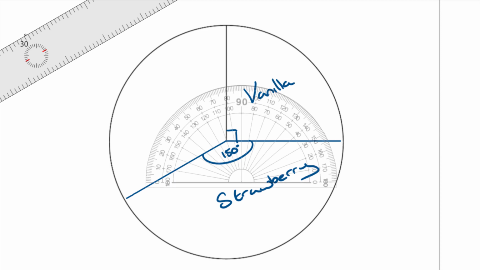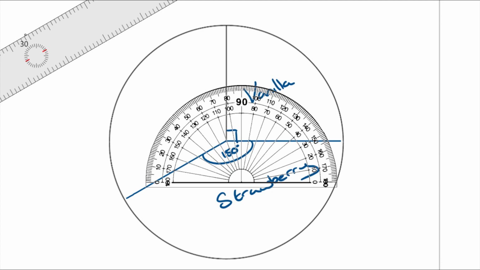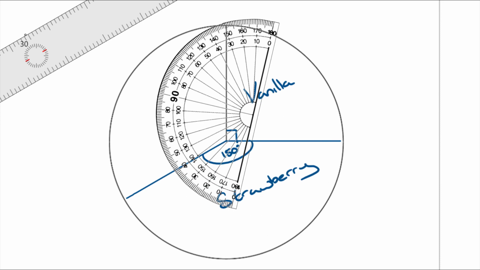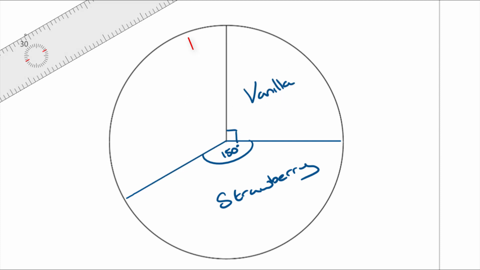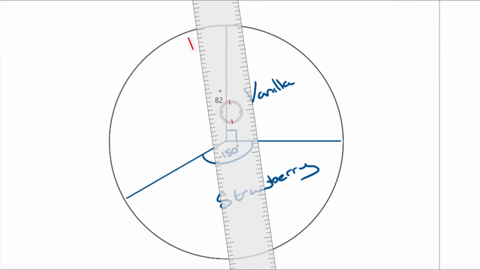The next section was our chocolate section, and it was 100 degrees. So again, we're going to lay the protractor along our last drawn line with the center of the protractor at the center of the circle. We're going to count up to 100, make a little mark, remove the protractor, and then we can draw our line in.